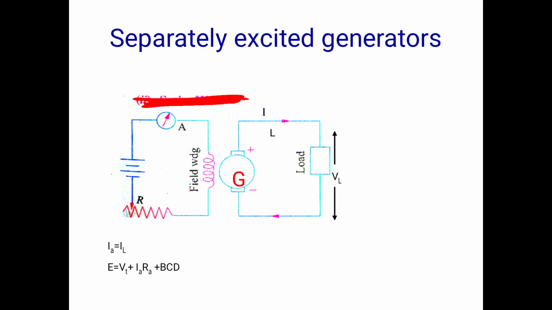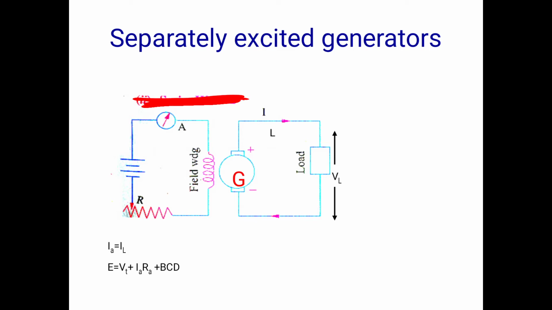So next, by using a prime mover, if we rotate this armature winding inside the magnetic field, finally EMF is generated across the armature winding. This EMF is connected to the external device. So here the voltage across the load is called VL. So it is load voltage. Next, the current flowing through the load is called IL. So IL means load current.